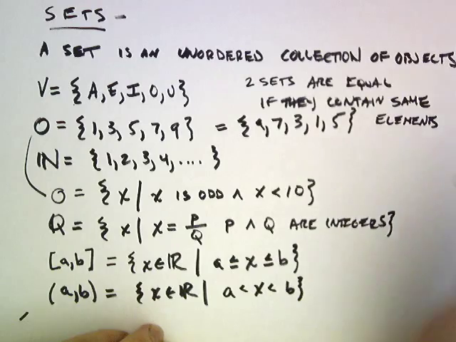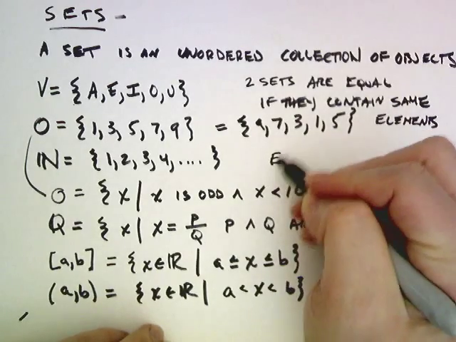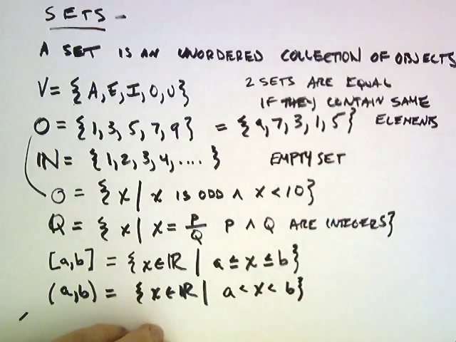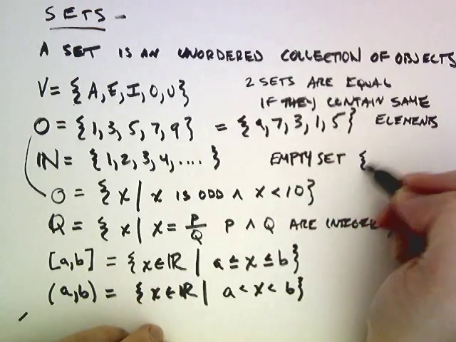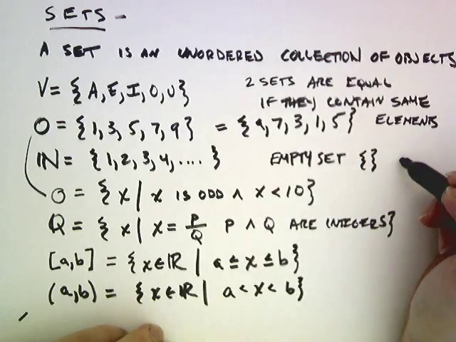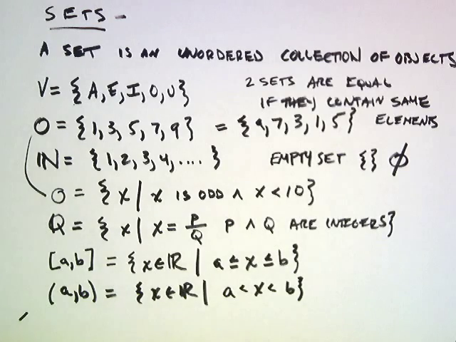There's also something called the empty set. This is a set that has 0 elements in it, and it's written as either this, open curly, close curly, or sometimes it's written using this 0 with a line through it notation.